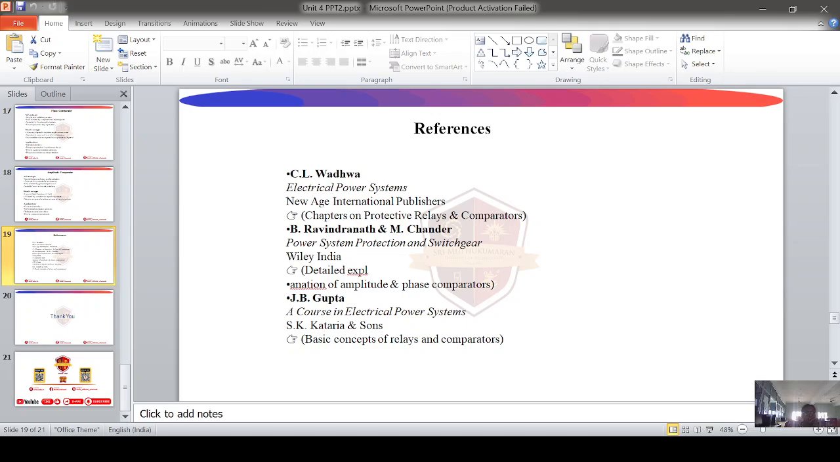Reference. This slide lists textbooks and sources used. It includes standard authors like C.L. Wadhwa and J.B. Gupta. These references provide detailed concepts of relays and comparators. It adds credibility to the presentation.